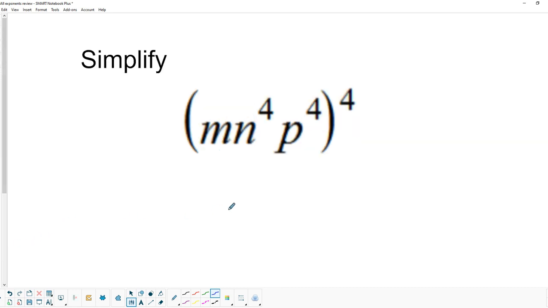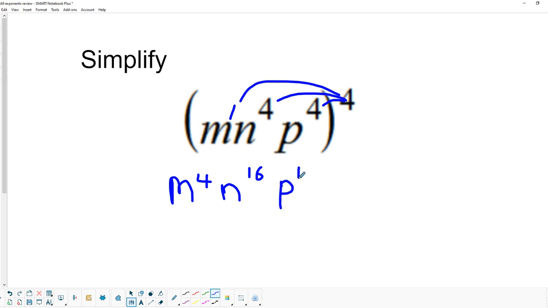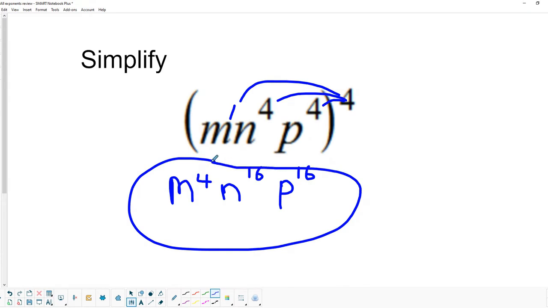All right, so here's one. Remember this, if we have a variable by itself that has no visible exponent on it, we just put a 1 on there. And then we multiply this by each exponent on the inside. So 4 times 1, 4 times 4, and 4 times 4. That's going to give us m to the 4th, n to the 16th, and p to the 16th. These bases are all different, so that's really as far as we can simplify this particular expression.